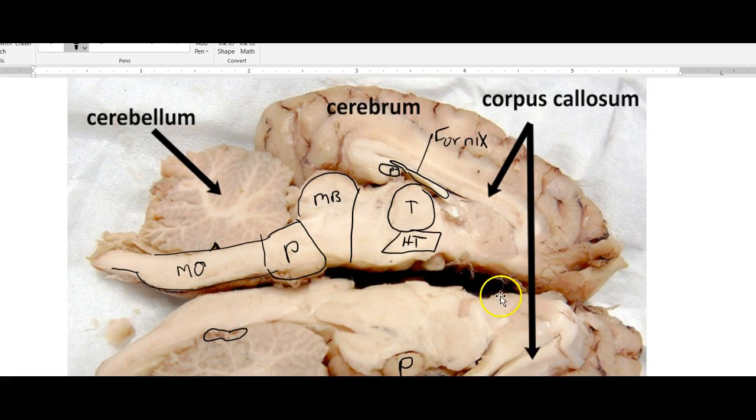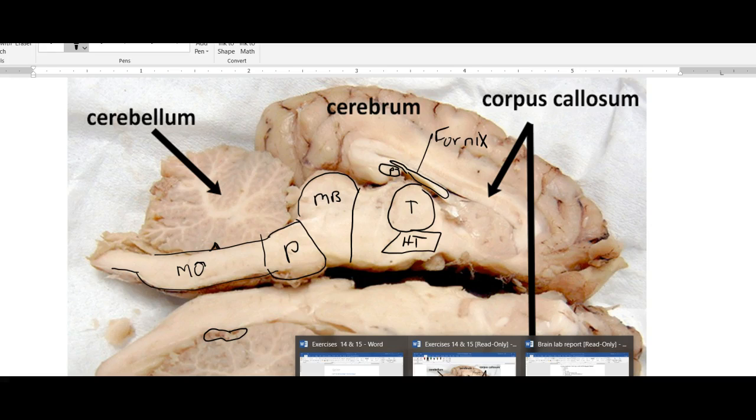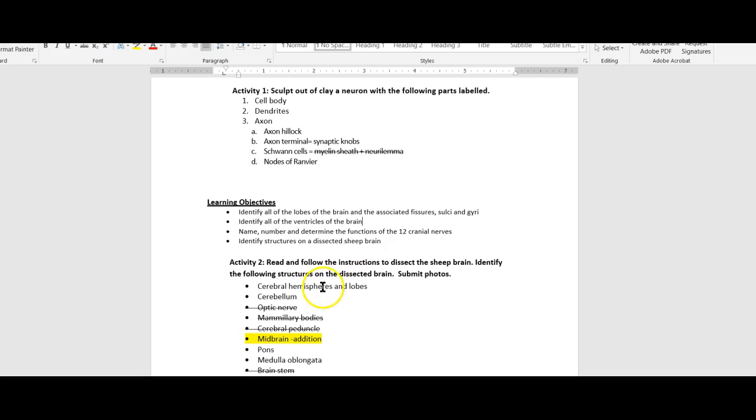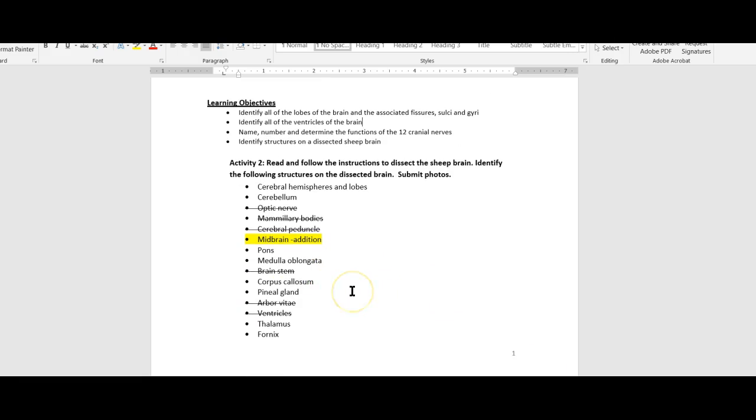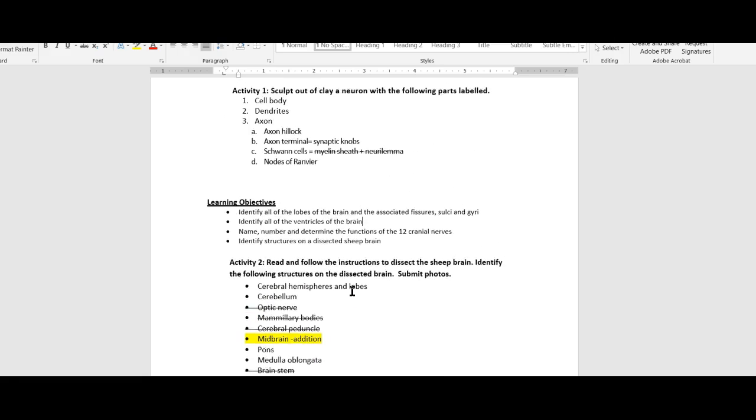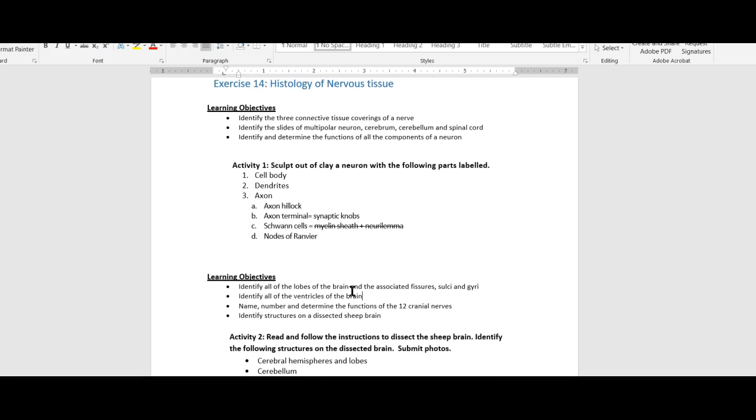I think that's it. I think that's everything I need to tell you and everything you need to know. So you're doing the dissection. Really, one picture of the cross section is all you need, or excuse me, the sagittal section.